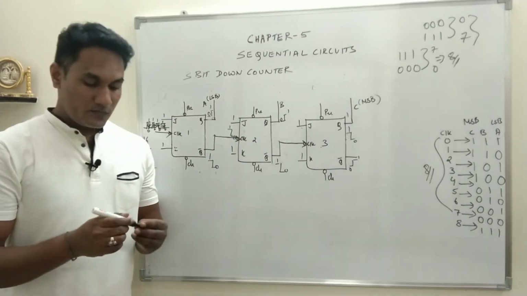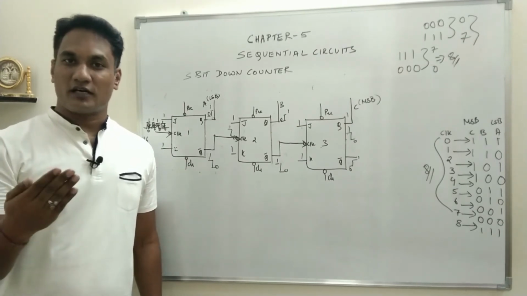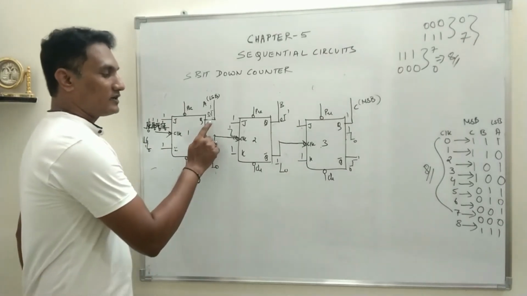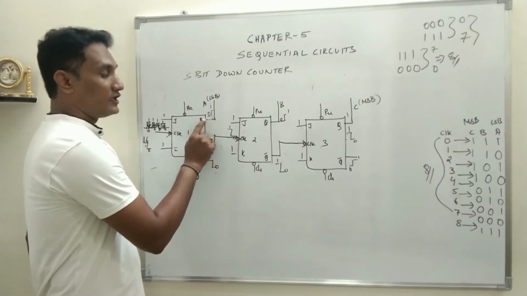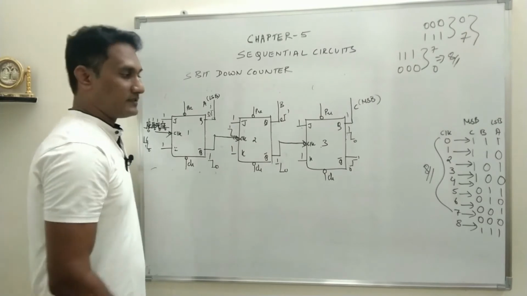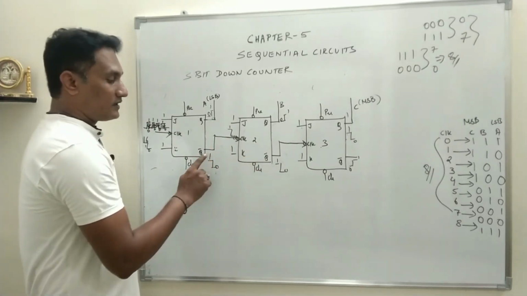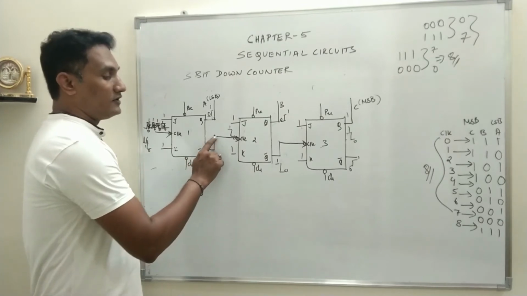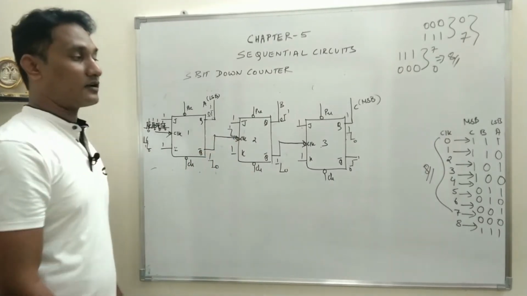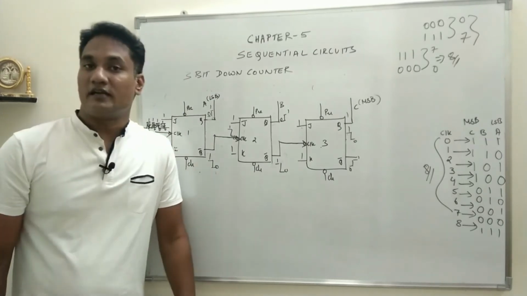So in an up counter, what we have concluded is that the counter works as an up counter when the Q output of the previous stage is connected as clock input for the next stage, and the same counter works as a down counter when the Q bar output of the previous flip-flop is connected as clock input for the next stage. So this is the working of a 3-bit down counter.